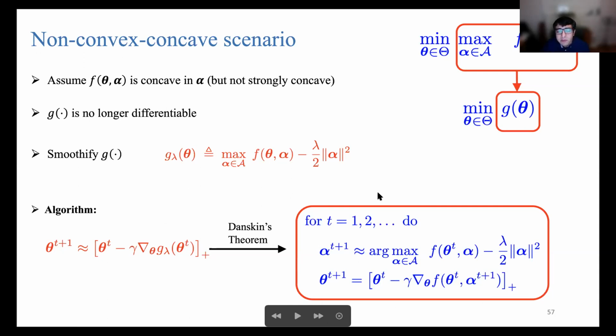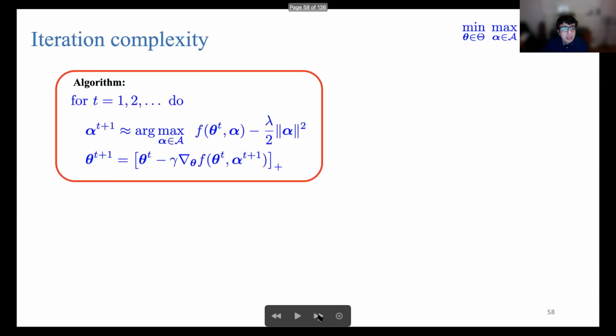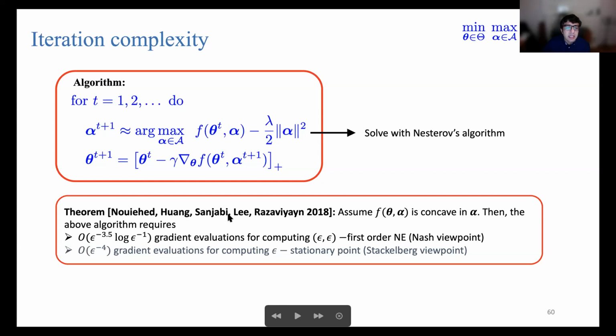The algorithm that we have would be something like this. We find alpha, which is an approximate maximizer of this regularized function, and then we apply one gradient descent step. So we again rely on Danskin's theorem. And we can show that to get the best iteration complexity from this algorithm, you need to solve the inner problem with a fast iteration method such as Nesterov's. If you analyze this algorithm, computing an epsilon first order Nash equilibrium requires order epsilon^-3.5 log epsilon gradient evaluations, and order epsilon^-4 gradient evaluations for computing an epsilon stationary point.